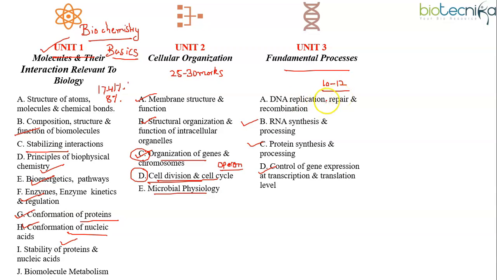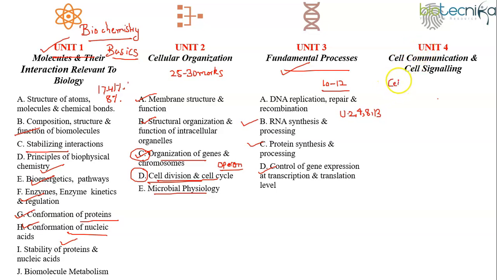We can expect direct statement-based questions from here. Also, questions are framed by combining the concept from other units like Unit 2, 4, 8 and 13. So as it is a simple and scoring unit, I'll suggest that you should not skip Unit 3 as well. Then Unit 4 is cell communication and cell signaling. It is all about cell biology and immunology.